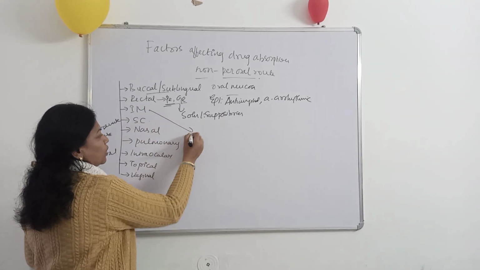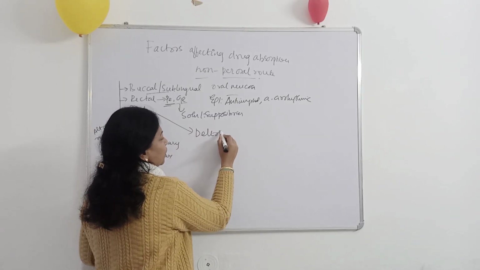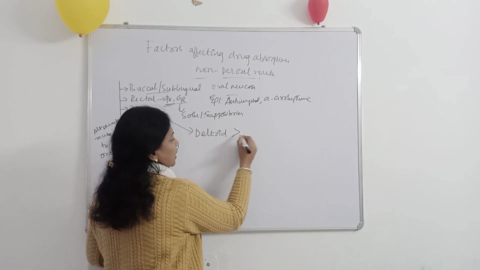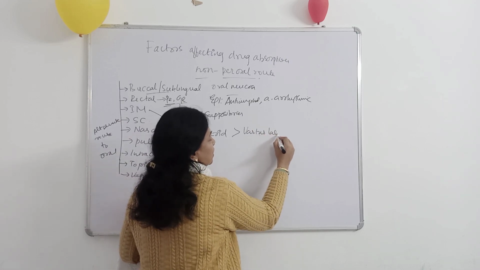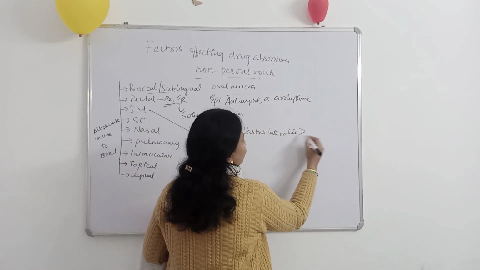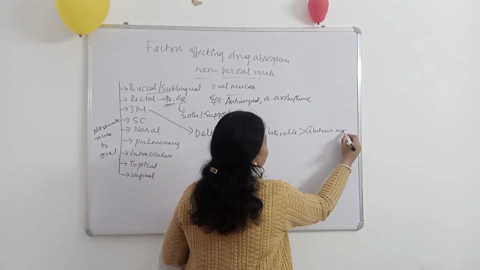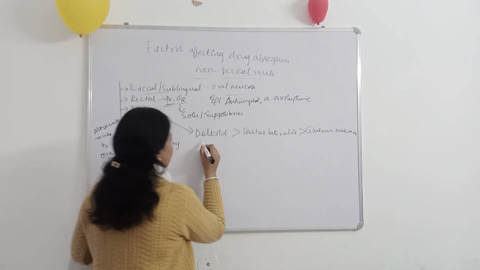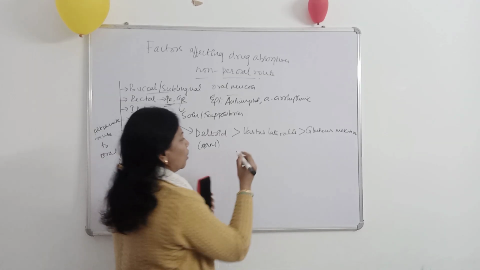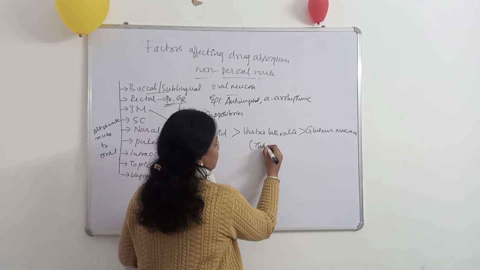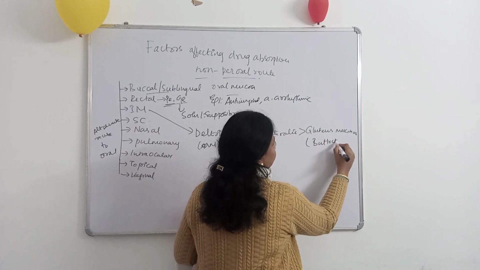Now next is the IM route, that is the intramuscular route. Generally 3 muscles are used for absorption: the deltoid muscle, then the vastus lateralis, and the third muscle used for drug absorption is the gluteus maximus. So where are these muscles present? The deltoid muscle is the arm muscle or the shoulder muscle, the vastus lateralis is the thigh muscle, and this is the buttocks muscle.